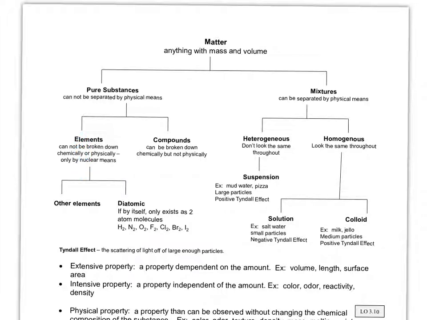There are about 118 elements that have been discovered so far. They're on the periodic table, so if it appears on the periodic table, whether it's the symbol or the name, you know that it's an element. So think of sodium or carbon or hydrogen.